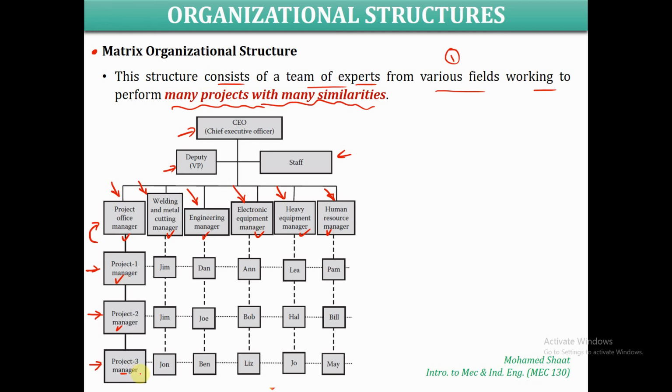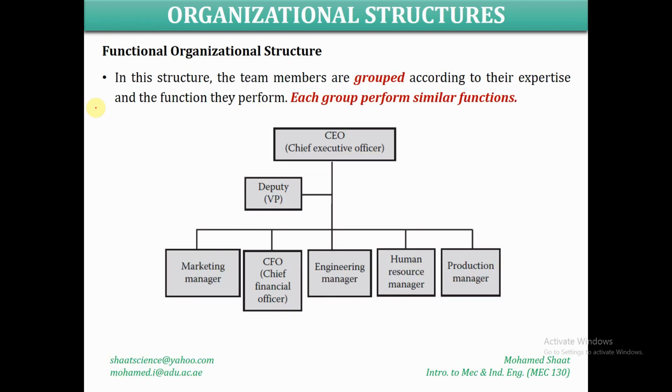So as you can see, this is a different structure of the organization in order to manage the performance and the processes of doing many projects with many similarities. And this is the second organization type, which is the matrix organization. The third one is the functional organizational structure.